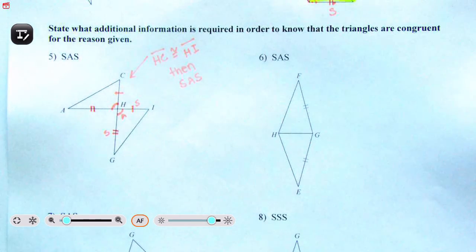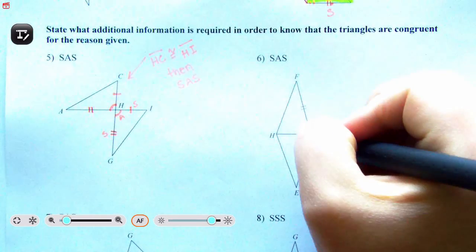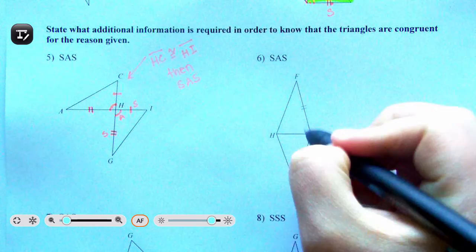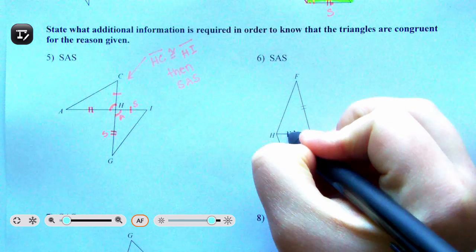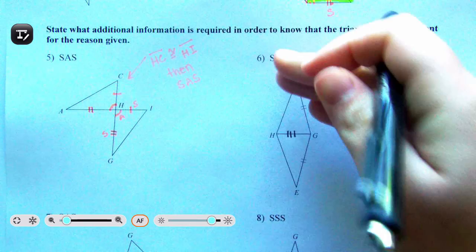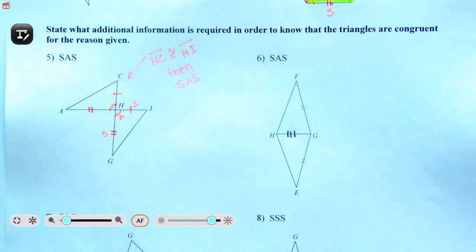Okay, let's try here. We're trying for SAS. We want side, angle, side. So what do we know? We know that these are congruent. How do we know that? Because it is reflexive. It is on top of each other. So what do we need? So what information is missing?